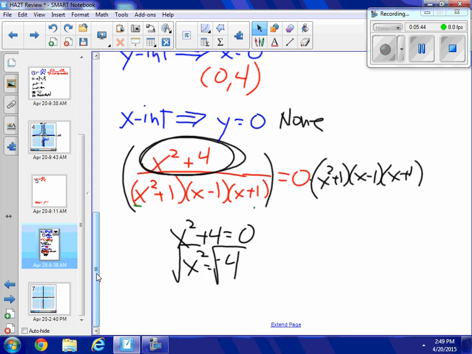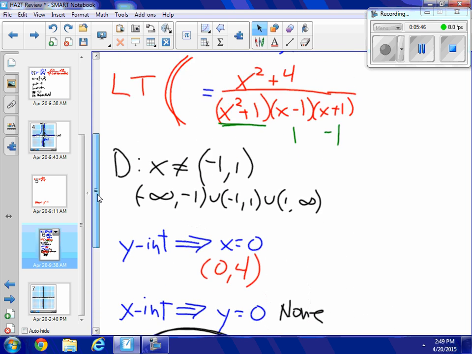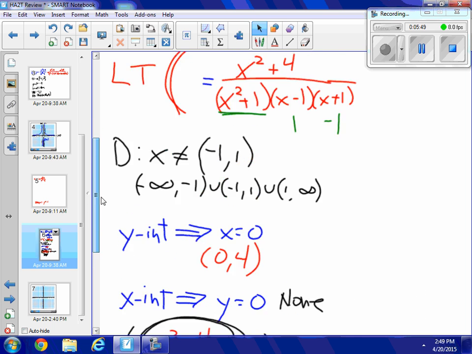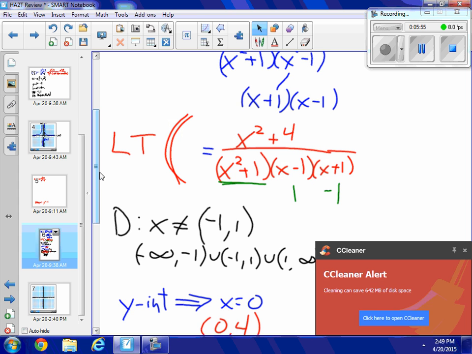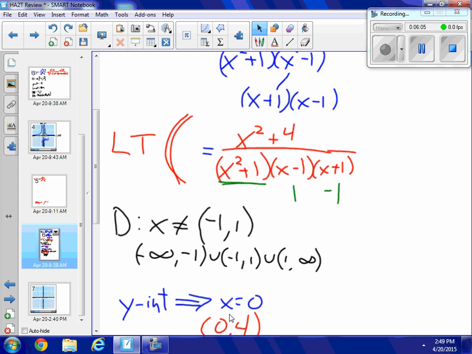So step number 5 is I have to locate the vertical asymptotes. So again, I'm going to look at it here in the lowest terms. And if it's in lowest terms, I look at what numbers make my denominator equal to 0. And the numbers that are going to make my denominator equal to 0 are still 1 and negative 1. I didn't cross any of them out. If I had crossed any of them out, that wouldn't be a vertical asymptote. It would be a hole.